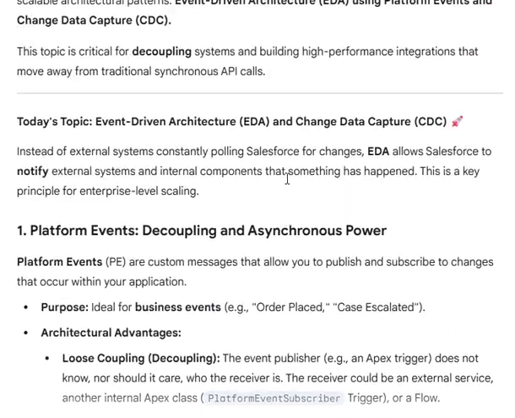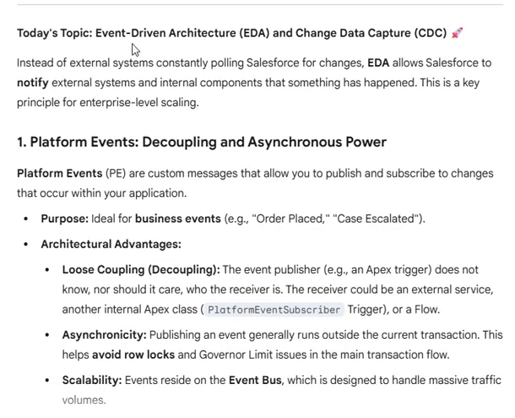So just a quick overview as a topic of the day related to our event-driven architecture.